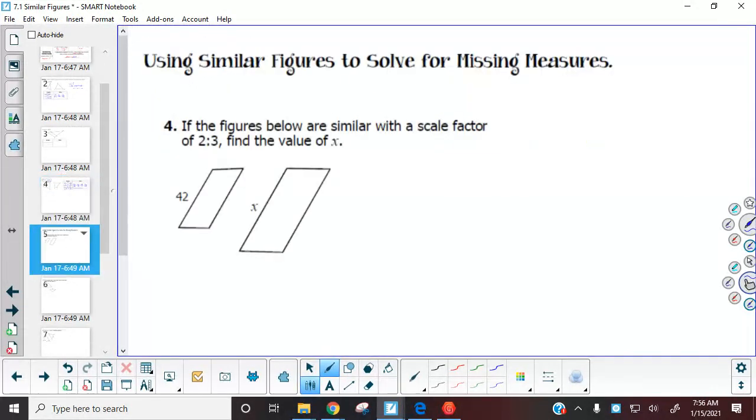All right, so let's take a look at this. Using similar figures to solve for missing measures. If the figures below are similar with a scale factor of 2 to 3, find the value of x. So obviously 2 is the smaller number, and 3 is the bigger number. If you look at your figures, this is the small figure and this is the big figure. So you want to be consistent. The 2 is the same spot as the 42, and then the 3 is the same spot as the x, because your small figures are all on top, big figures are all on bottom.